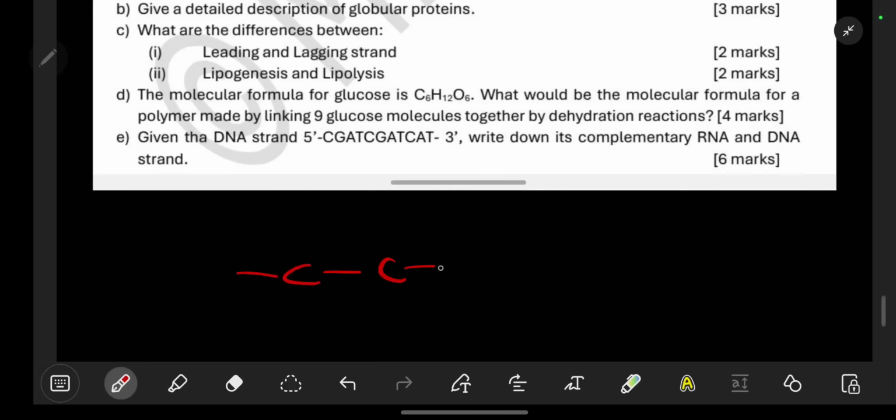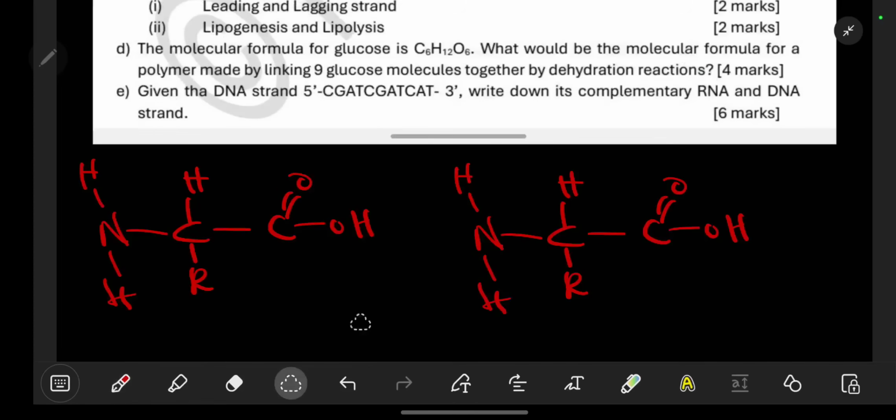Then we have something like this. We have our OH, we have double bond O, we have H, we have our R group there. Then we have our N, we have our H, we have our H like that. Then if we combine this with another one, so now when these two combine, they will have something like this.